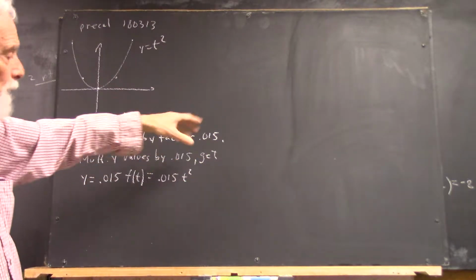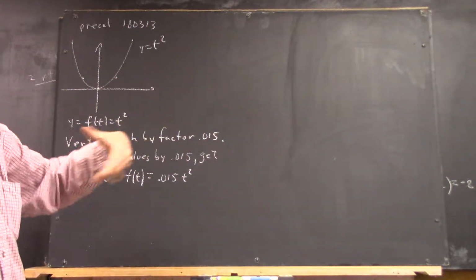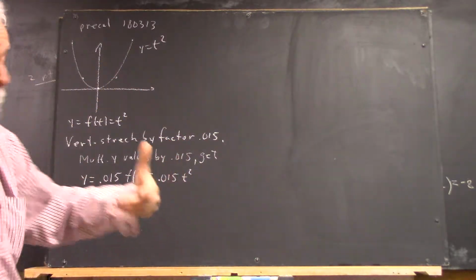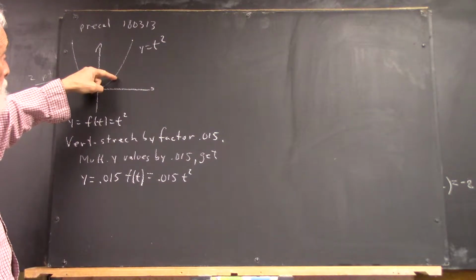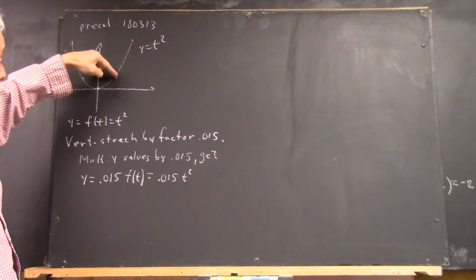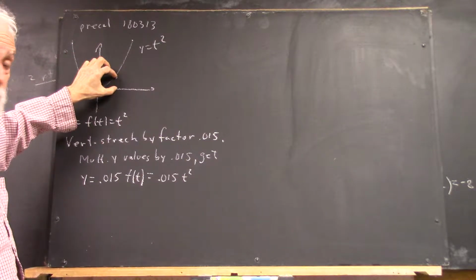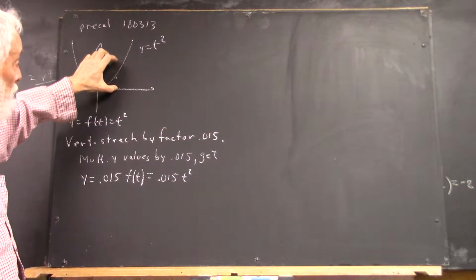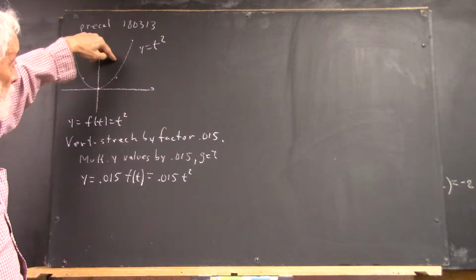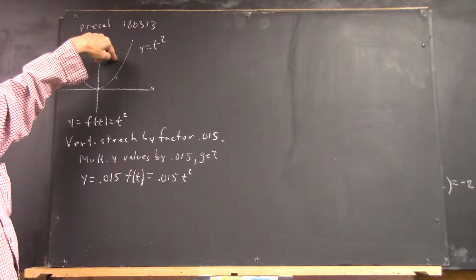Now, 0.015 is a small factor. Let's just say we were vertically stretching it by factor 2. What does that mean? That means every point moves twice as far from the x-axis, right? So this point will move up to here. You get a little arrow from here to here, and you double that arrow, you get an arrow that goes from here to here, and there's your point, right? Remember doing that? Okay.